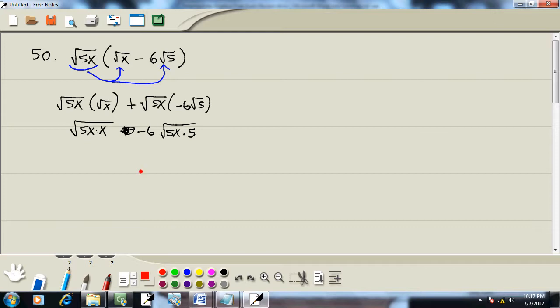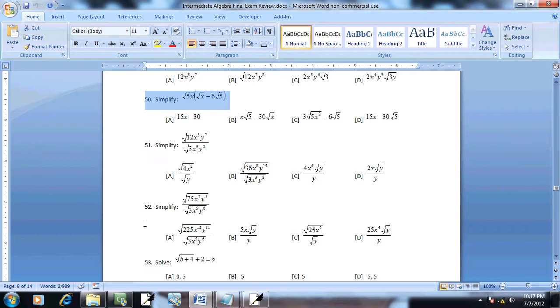Well, remember, we're looking for pairs of something. Here's a pair of x's that's going to come out. So we have x square root of 5. And over here, we have a pair of 5s. So a pair of 5s is going to come out. Now when it comes out, it's with multiplication. So it's 6 times 5, and then we're left with the square root of x in there. So we got x square root of 5 minus 30 square root of x.